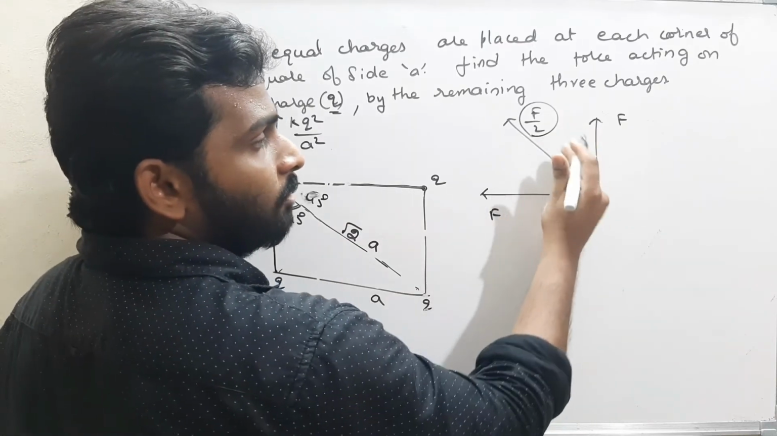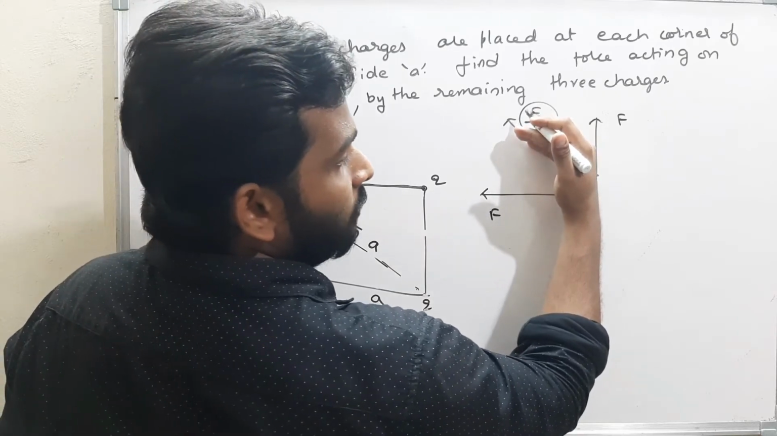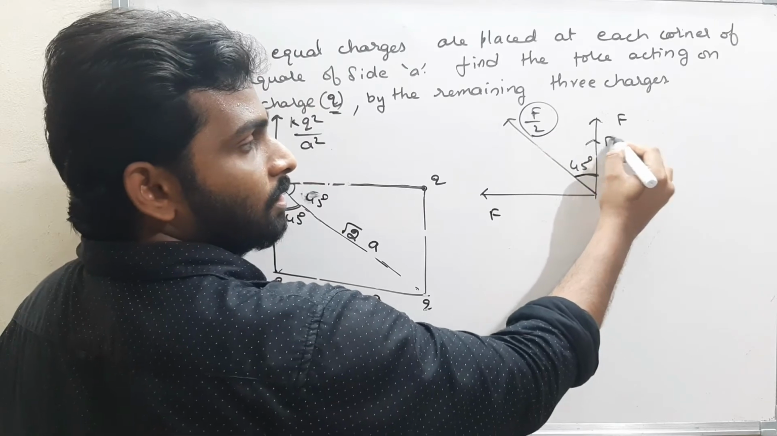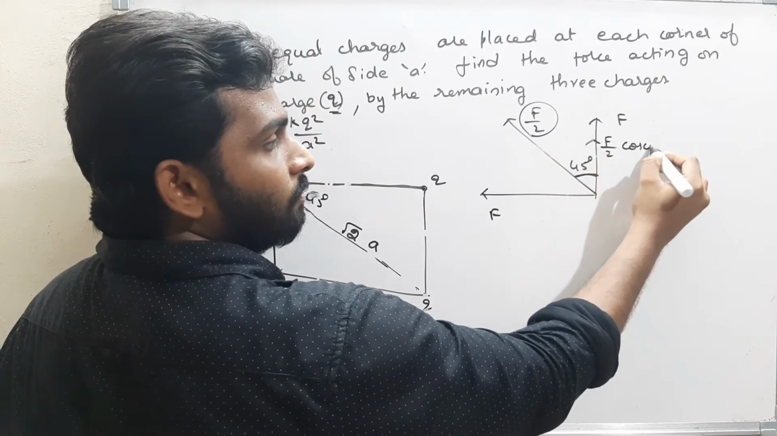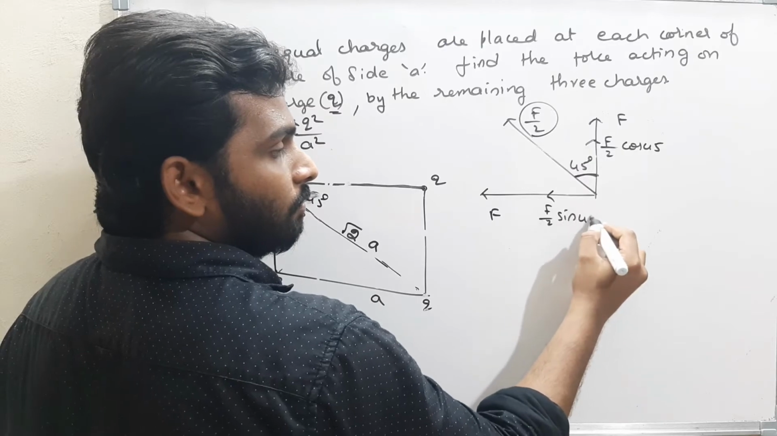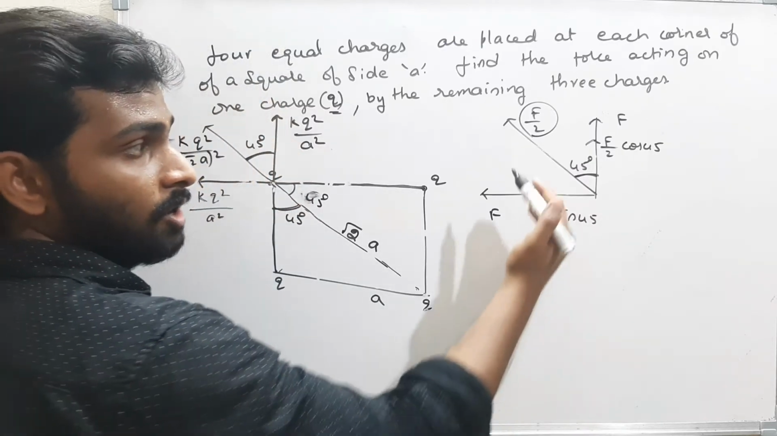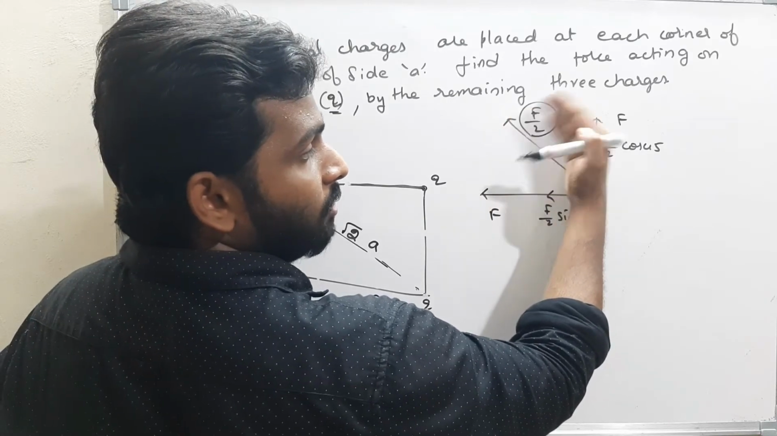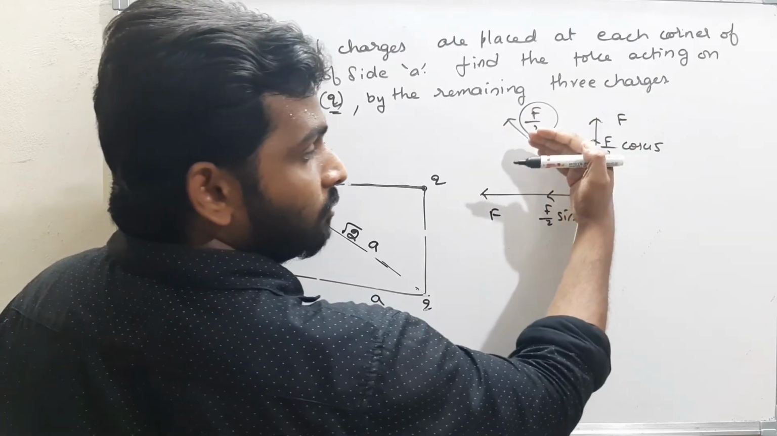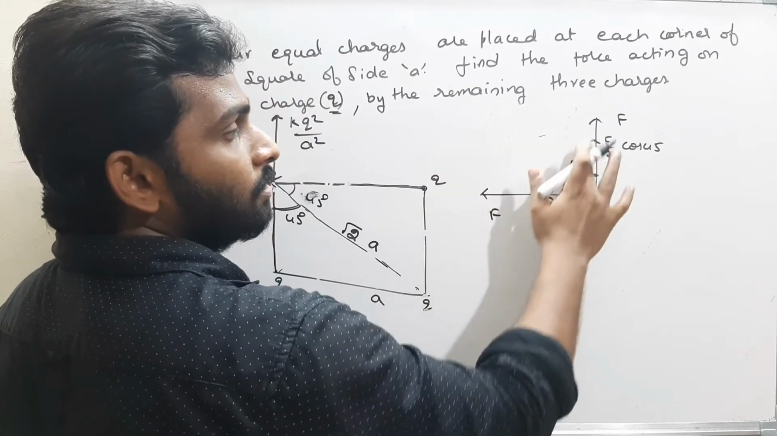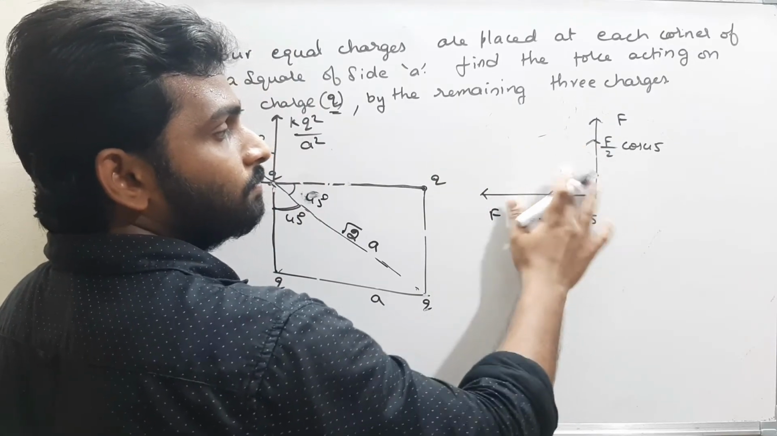Now what I am doing, I am resolving the components. This F by 2, I am resolving into two components. F by 2 cos theta, F by 2 sin theta. Therefore, this is F by 2 cos 45 and this is F by 2 sin 45. Along the angle side F by 2 cos theta and along the other side F by 2 sin theta. Now I got it, well and good.